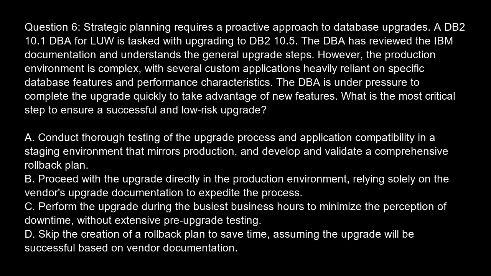Option A. Conduct thorough testing of the upgrade process and application compatibility in a staging environment that mirrors production, and develop and validate a comprehensive rollback plan. Option B. Proceed with the upgrade directly in the production environment, relying solely on the vendor's upgrade documentation to expedite the process. Option C. Perform the upgrade during the busiest business hours to minimize the perception of downtime, without extensive pre-upgrade testing. Option D. Skip the creation of a rollback plan to save time, assuming the upgrade will be successful based on vendor documentation.